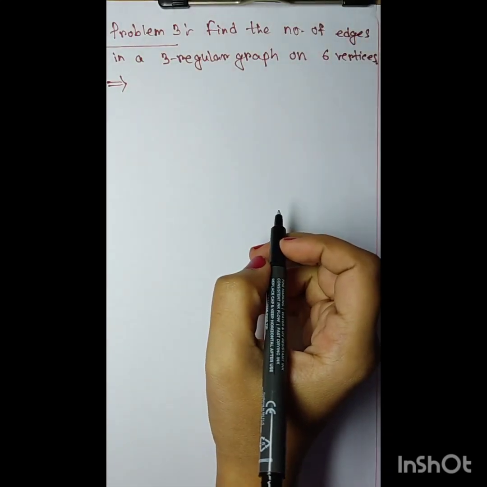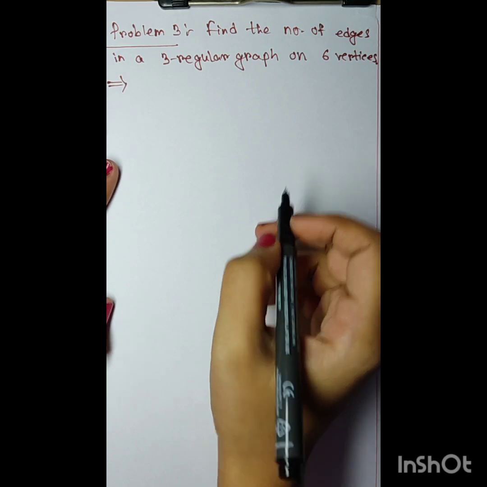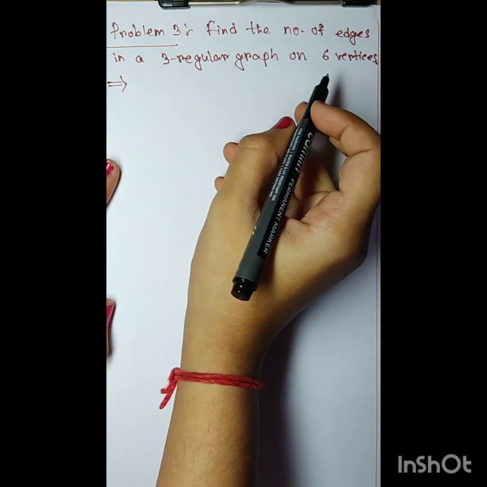Now we will discuss another problem: find the number of edges in a 3 regular graph on 6 vertices.